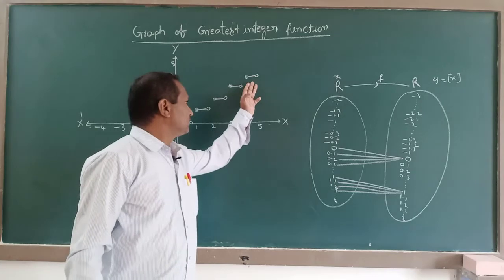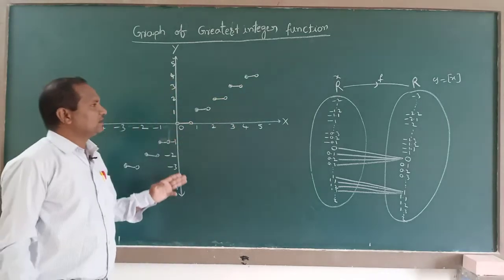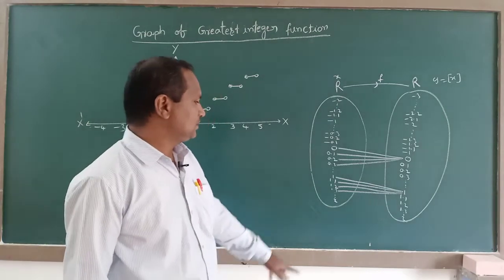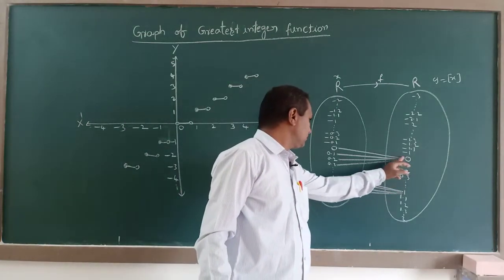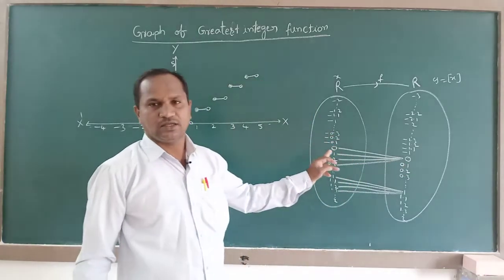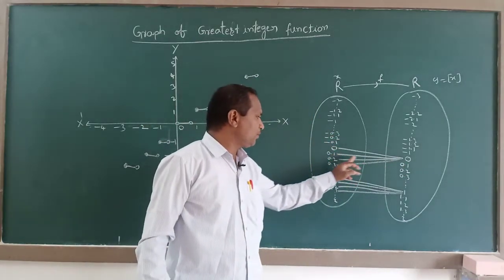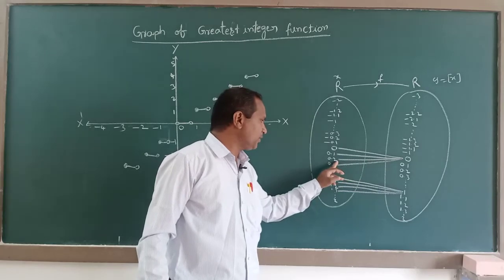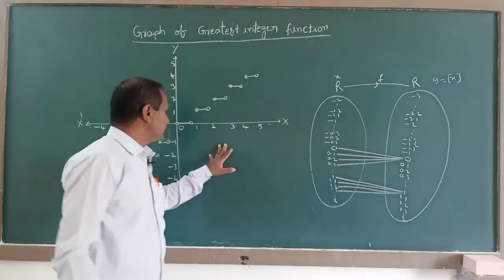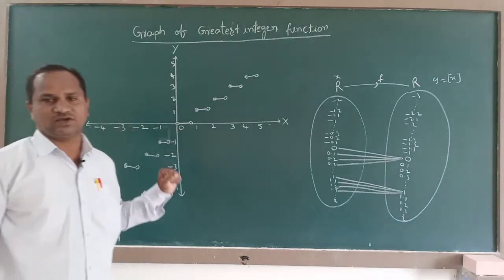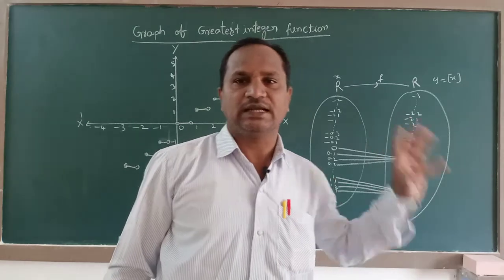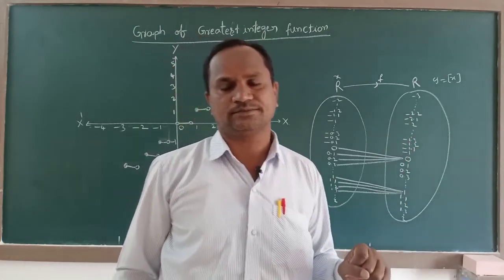Like this. It is the graph of the greatest integer function, because 0 is less than or equal to 0, or 0 is less than or equal to 0.1, and it is less than 0.2, and it is less than 0.3. Based on that we go to other elements also. It is the graph of the greatest integer function.